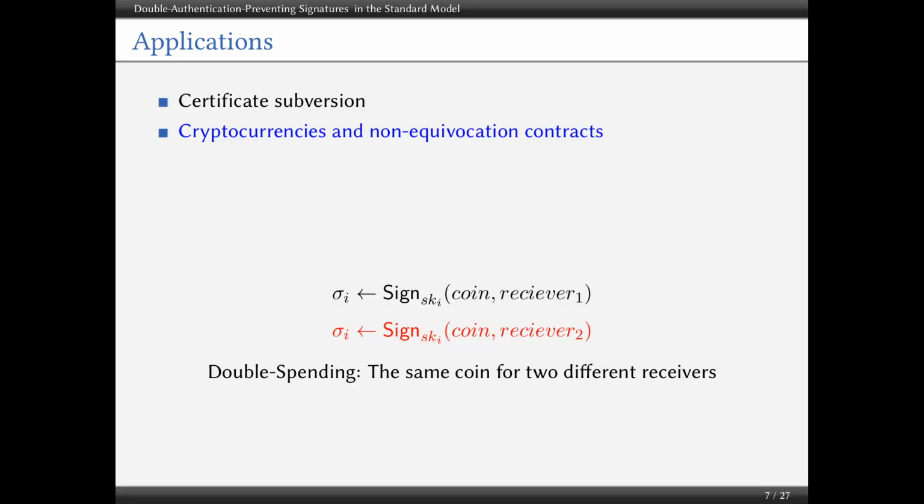The next application is in cryptocurrency. In cryptocurrency, a transaction is simply a signature generated by the sender over a message of two parts. The first part is the serial number of the coin, and the second part is the receiver of the coin. And what would happen if a sender signed the same coin for two different receivers? This is called double spending, which is really dangerous and definitely should be avoided.